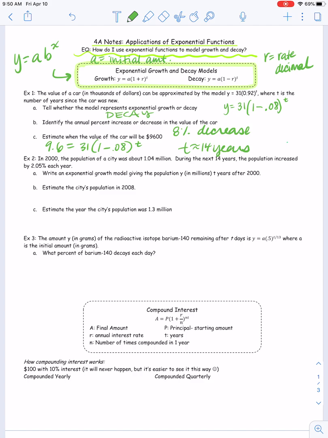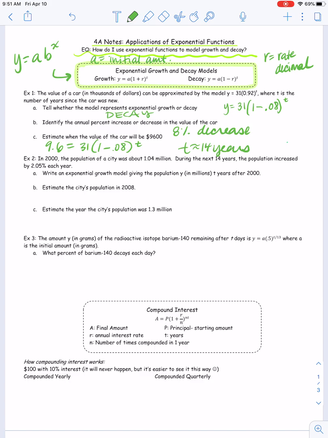In example 2, it says in 2000, the population of a city was about 1.04 million. During the next 14 years, the population increased by 2.05% each year. So obviously we know this is showing growth because the population is increasing each year. And so it says write the exponential growth model by giving the population y in millions t years after 2000.